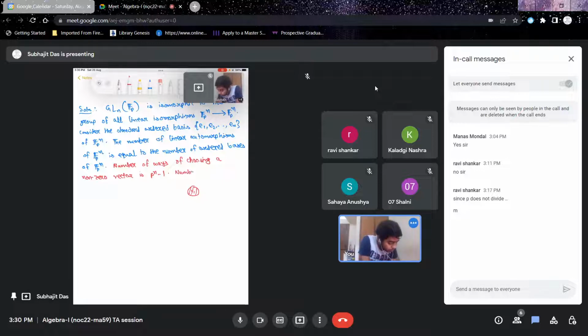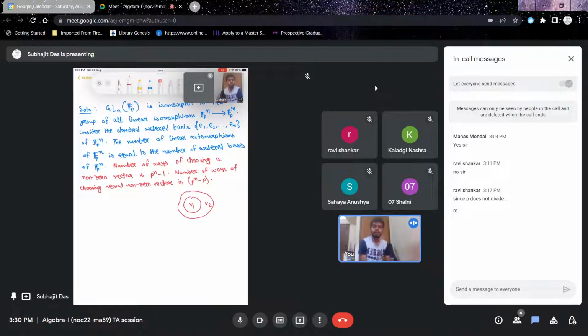So the number of ways of choosing a second non-zero vector, and keep in mind this has to be linearly independent from V1, right? The number of ways of choosing the second non-zero vector is p to the power n minus p, right? So this is V1, so let's say you have chosen something V2 outside V1, right? And you just go on continuing this.